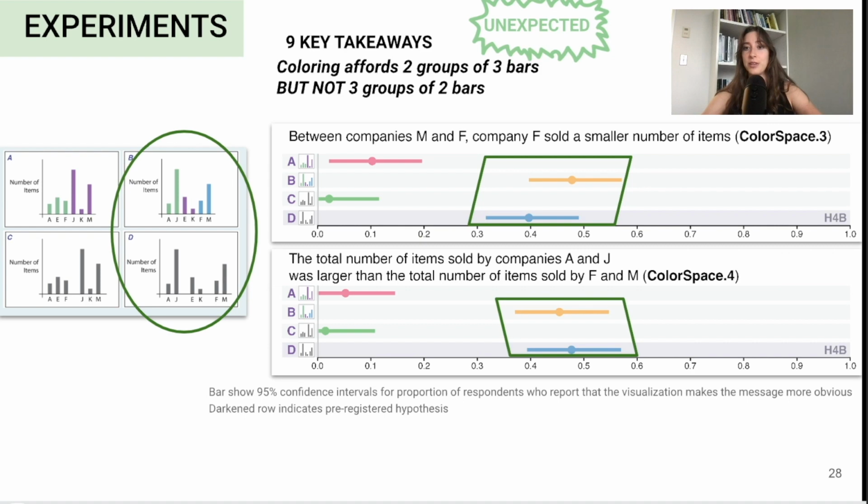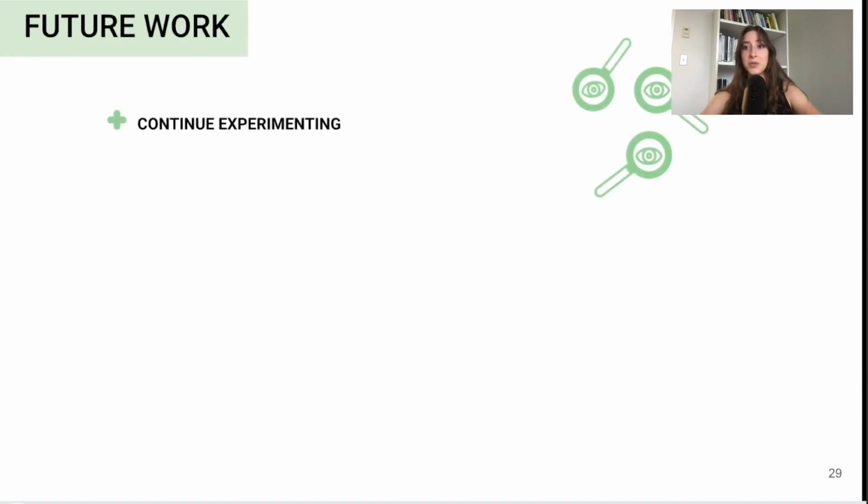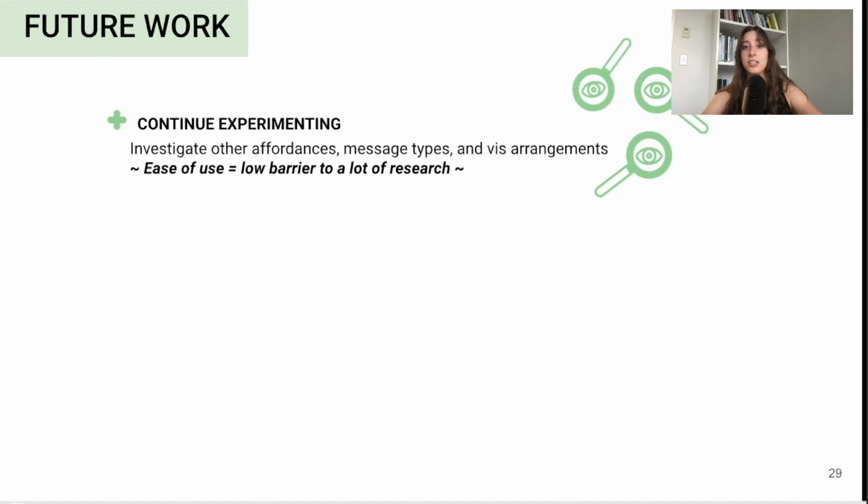You can find the rest of our results in our full paper, and this is just the tip of the iceberg. We tested 4 very specific arrangements, but there's plenty more room for this methodology to continue to help us understand the wide space of visualization affordances. So in future work, we hope to continue experimenting. We want to use this methodology to investigate other affordances, message types, other visual arrangements. And the thing that we're most excited about is how easy it is to use this method, which we believe lowers the barrier to a lot of this type of research.